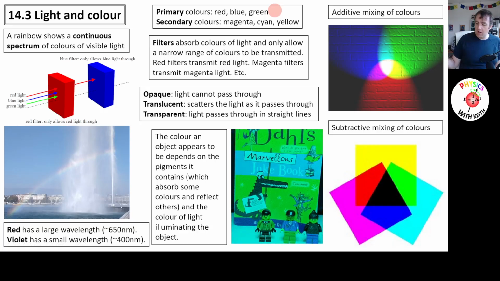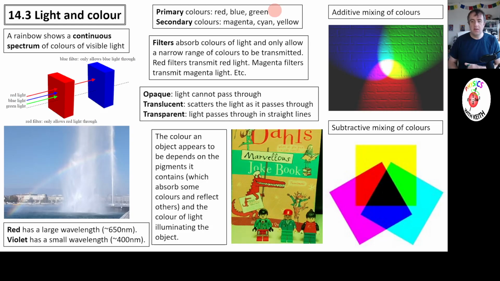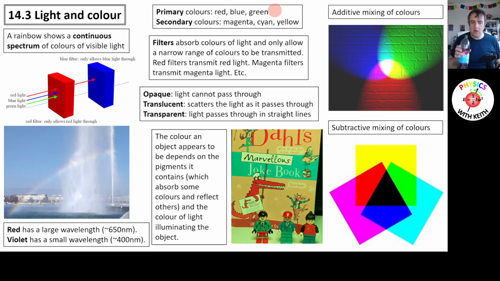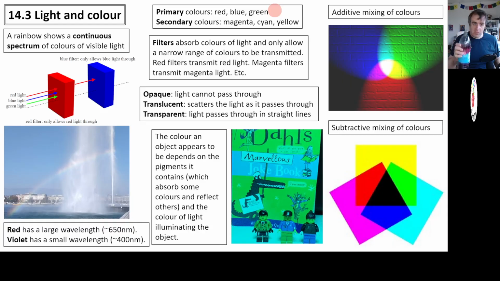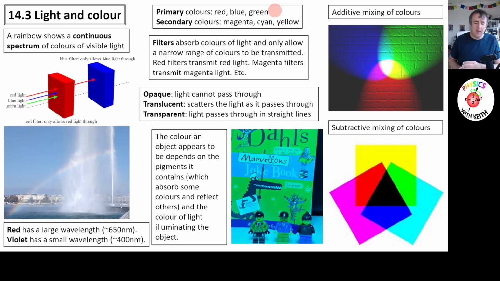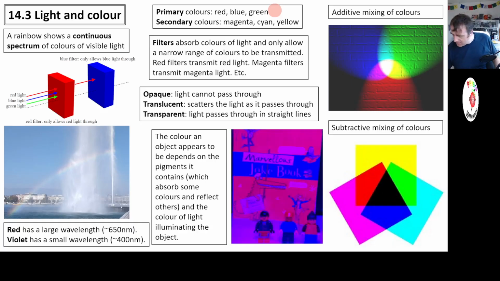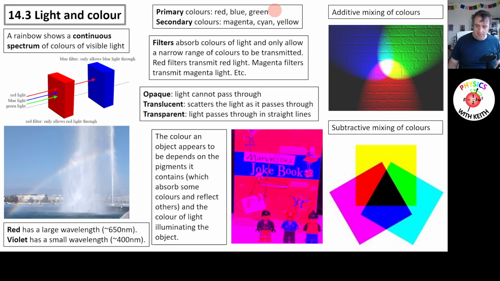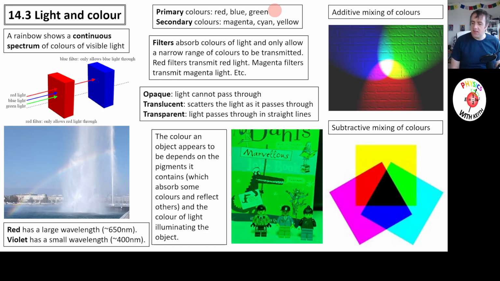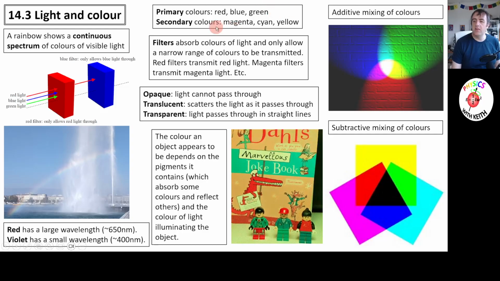We're not saying the art department is wrong. The primary colours of paint are red, blue, and yellow. The primary colours of light are red, blue, and green. Just make your peace with that. We can demonstrate it. Secondary colours.